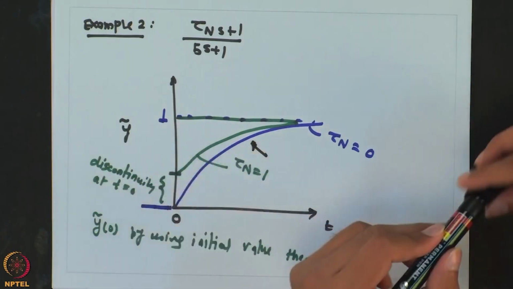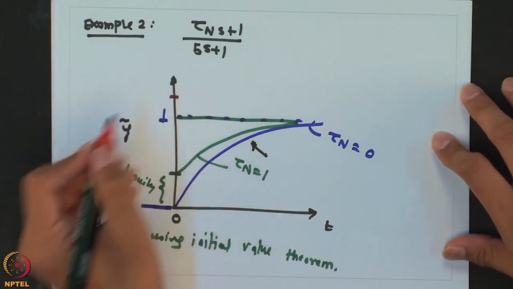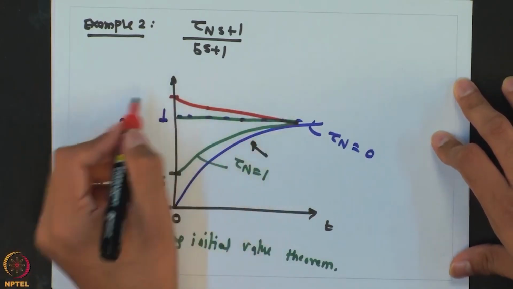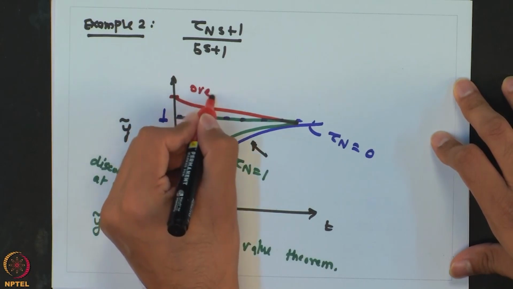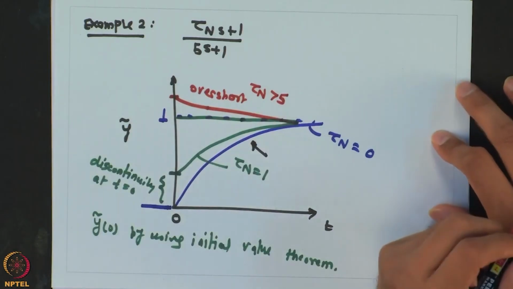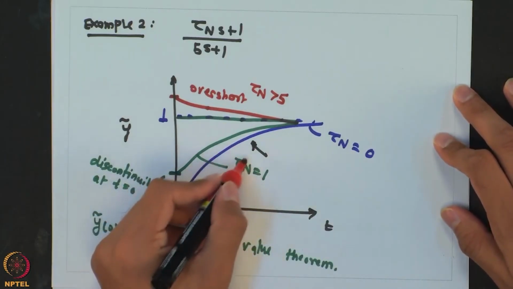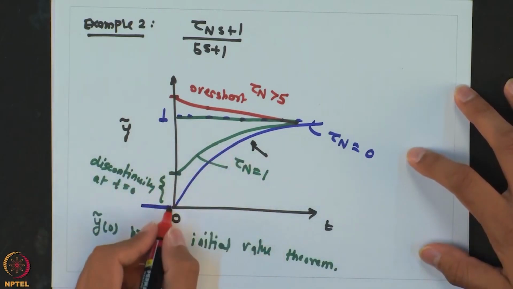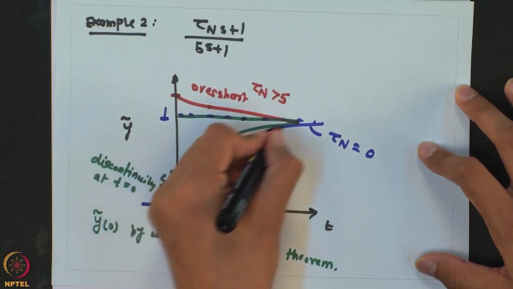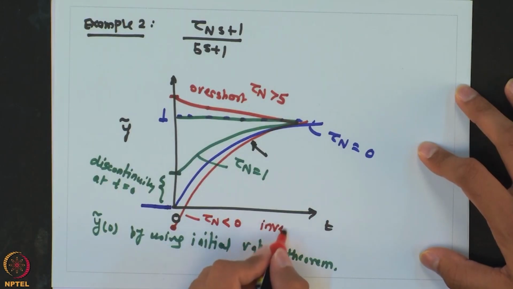As tau n goes beyond 5, what you would see is that the response will start at a value higher than 1 and it will go down to 1. So, again what you are going to have is an overshoot when tau n is greater than 5. And similarly, by extension like the previous example, if we move in the opposite direction and tau n is negative, the value will actually start below 0 and then it will go up to the value of 1. So, when tau n is less than 0, you will have inverse response.